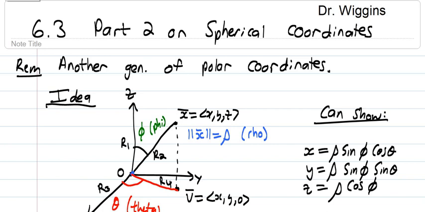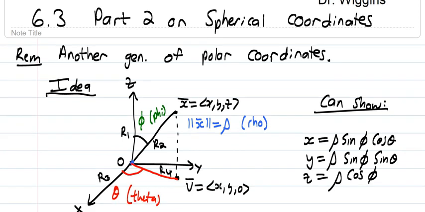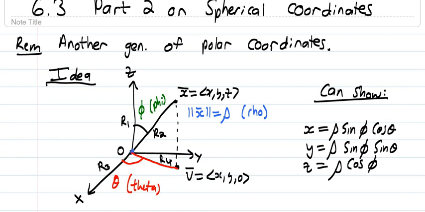Good day. This is the second video on chapter 6.3 and also the last video on chapter 6. Alright, so what are we doing today? We are going to do another extension of polar coordinates known as spherical coordinates. Now this one is a little harder than cylindrical coordinates, which you listened to in part 1. Alright, so what is the idea? The idea is to turn 3 bits of information into 2 angles and a distance.